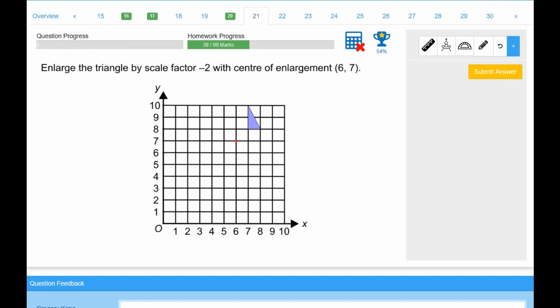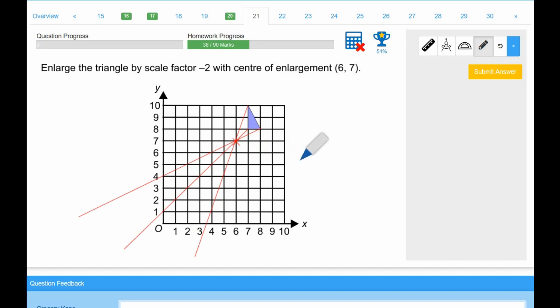Question 21. Enlarge this by scale factor -2 with center of enlargement 6,7. And again, this one's going to require some grid lines. So first thing I've done is I've plotted my center of enlargement at 6,7. I've drawn my ray lines here to help me see where they're going to be. And now I'm going to start here for each vertex. And this is 1 to the right and 1 up. But I'm told my scale factor is -2.